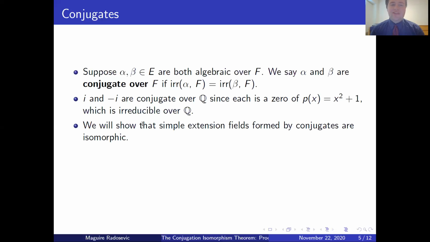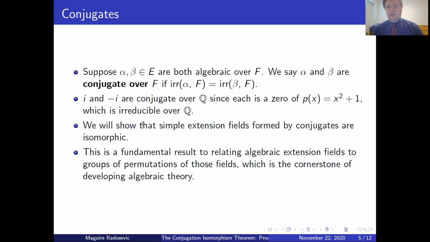And we're going to show that these simple extension fields formed by conjugates are isomorphic to one another. So for instance, if we took the rational numbers adjoin i, and we took the rational numbers adjoin -i, then we would get two fields that are isomorphic. That's why we call them conjugates, because we can map them onto each other, and that's going to become more clear when we state the general isomorphism that can be applied to any case.